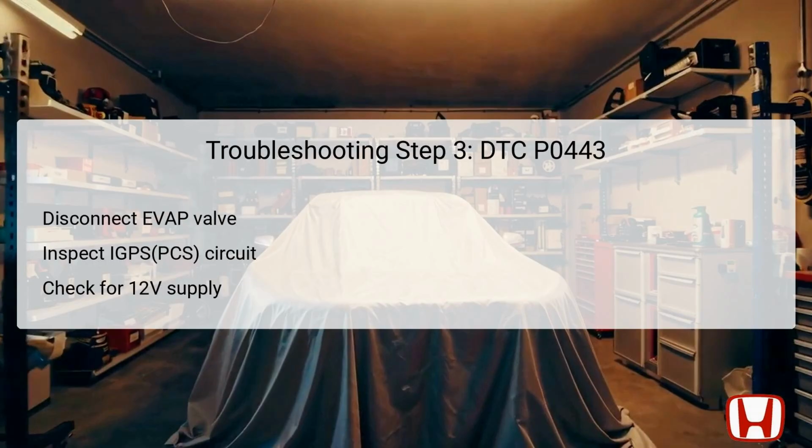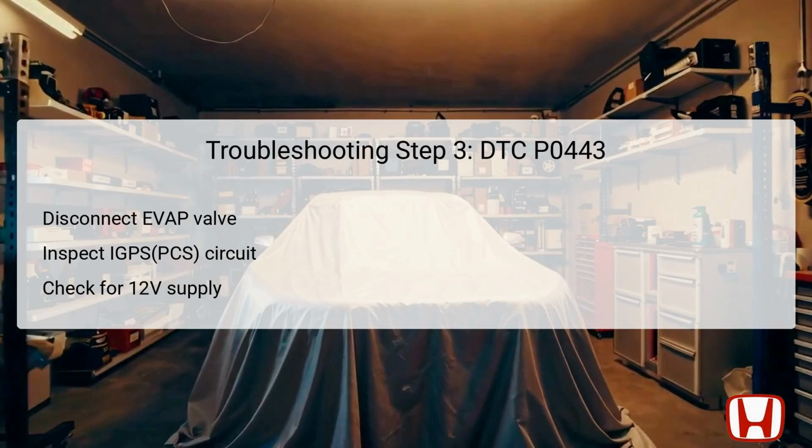During the third troubleshooting step, it's essential to disconnect the EVAP canister purge valve and check the IGPS-PCS circuit. This process requires ensuring that the circuit is receiving the correct supply voltage. When the vehicle is in the on position, the circuit should display 12 volts from the battery.